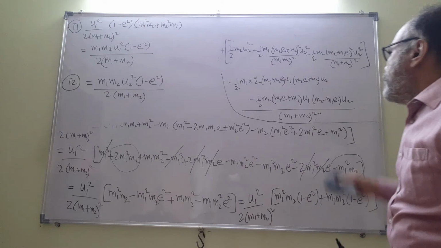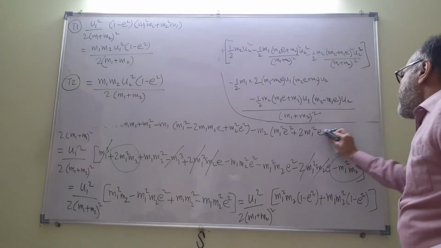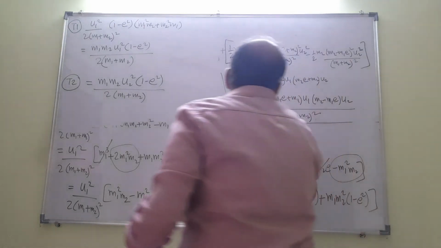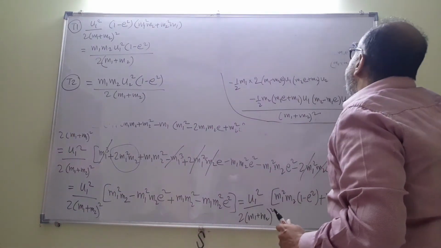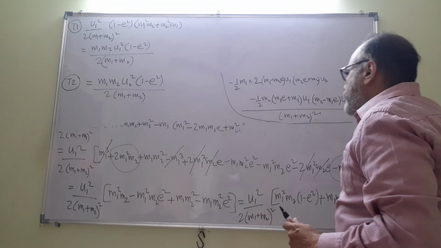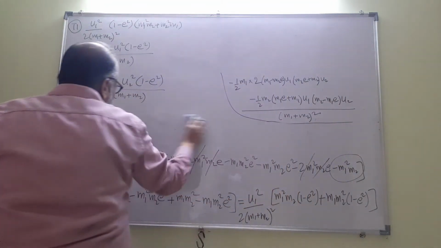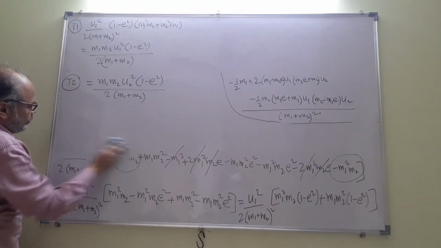Now we have the third term. Let us simplify the third term. I am erasing the second term as well. We have the third u1 u2 term. So let's do that.